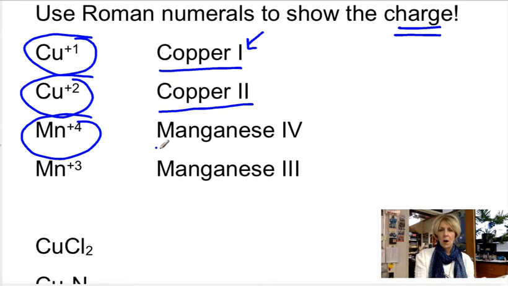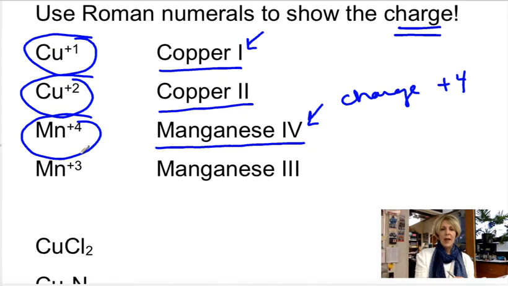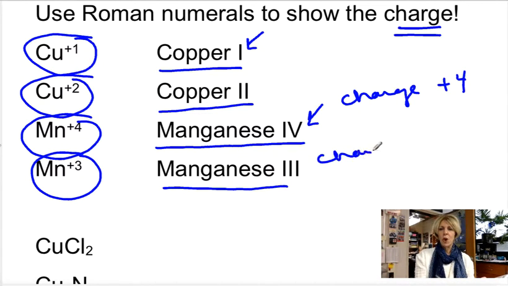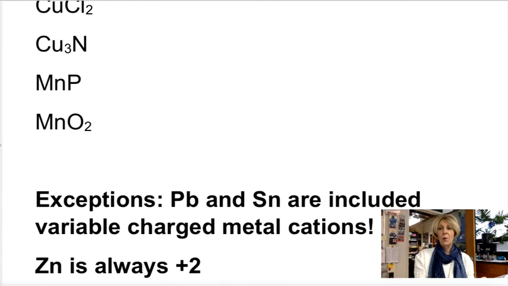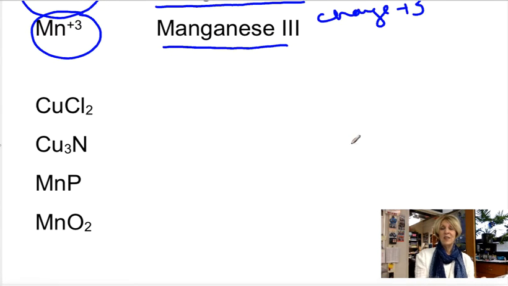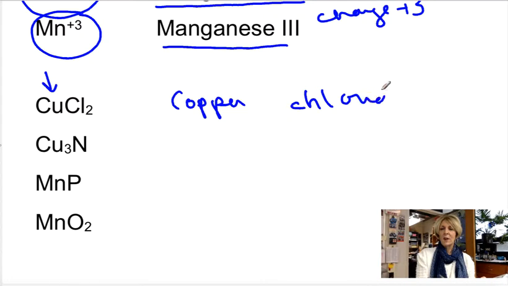Manganese +4, I would call it manganese(IV). That means that the charge on the ion is +4. And manganese(III) has a +3 charge. The charge on the ion is +3. All right? So when you look at compounds, you have to figure out what the charge is, if it is a transition metal. Okay? So I can't just call this copper chloride, right? I've got to figure out what the charge is on the copper. And I don't know because there are different charges that transition metals can be.